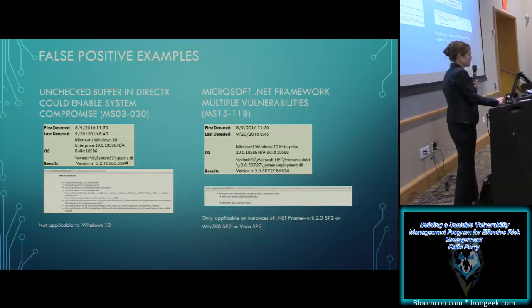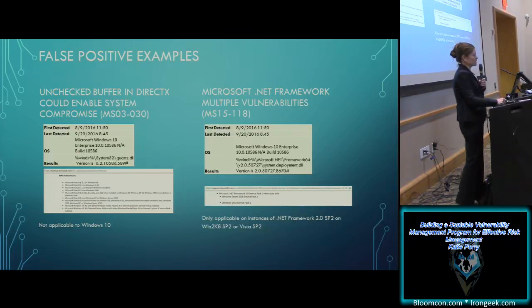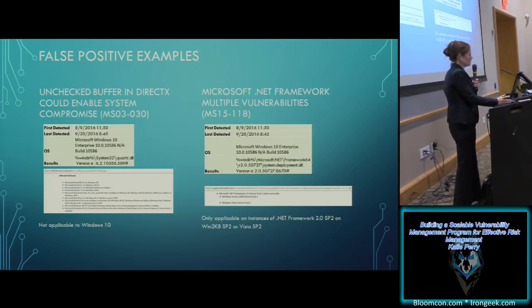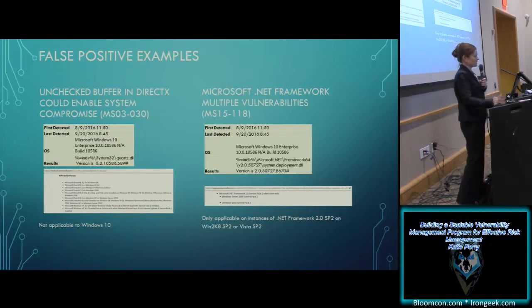Then we see the operating system is Windows 10 and the results. So what the results tell you is it gives you some insight into how the signature is working. In this case, the signature is checking this quartz.dll file version, and that's how it's determining whether or not the system is vulnerable and needs this Windows update.